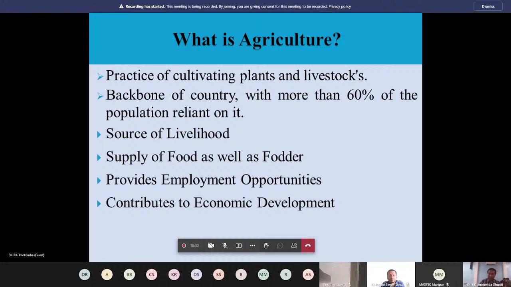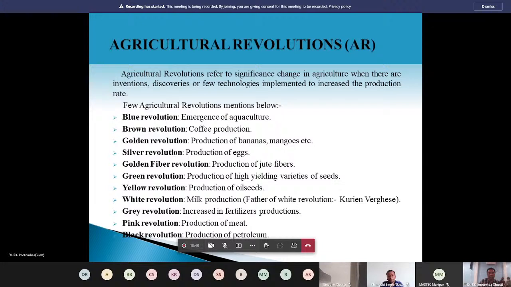And the economic development of the country mostly depends on the contribution by agriculture. So since time immemorial, we have been cultivating crops and rearing livestock, but due to the advancement of agriculture and technologies, scientists across the globe rethink different technologies and reinvent them, applied in the production of fish, oil seeds, fruits, vegetables, then leather, milk, and so on.